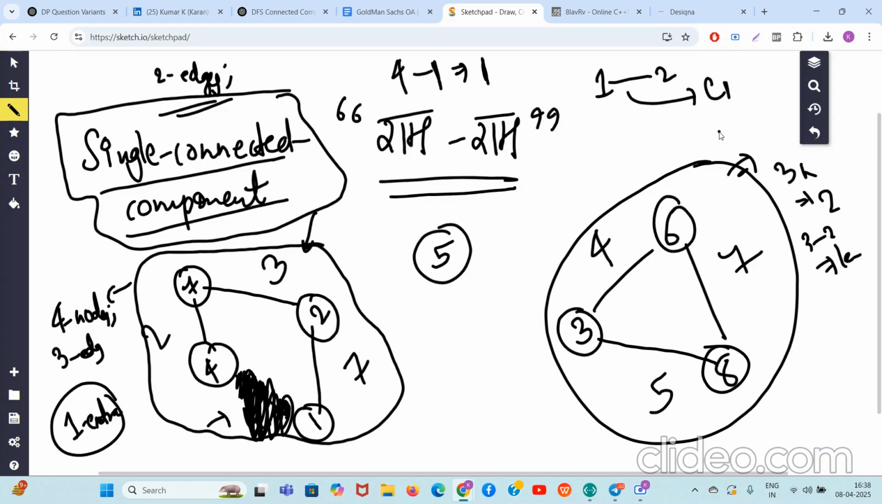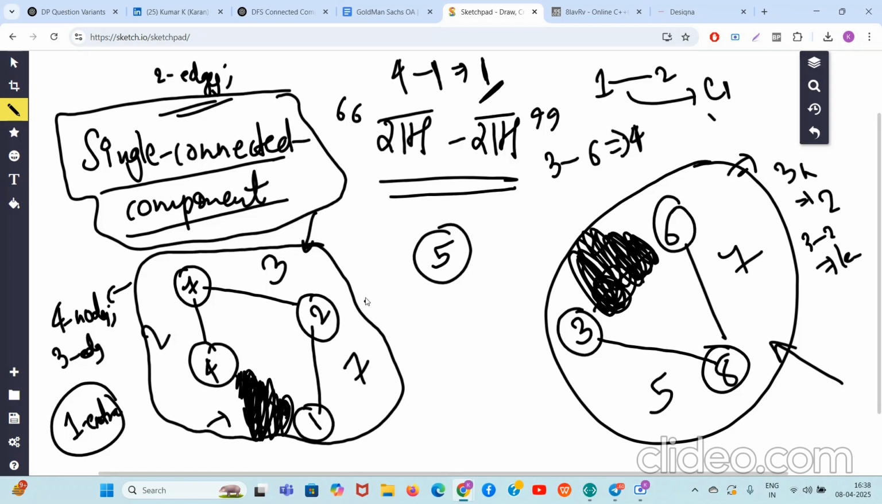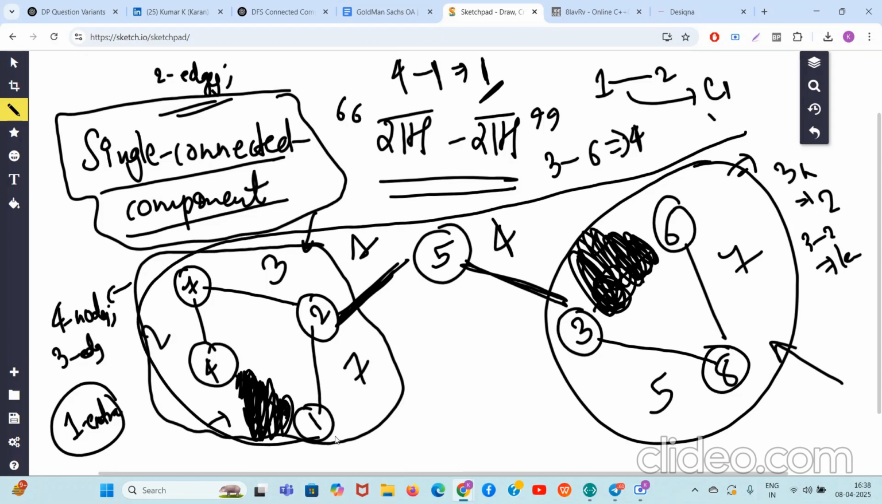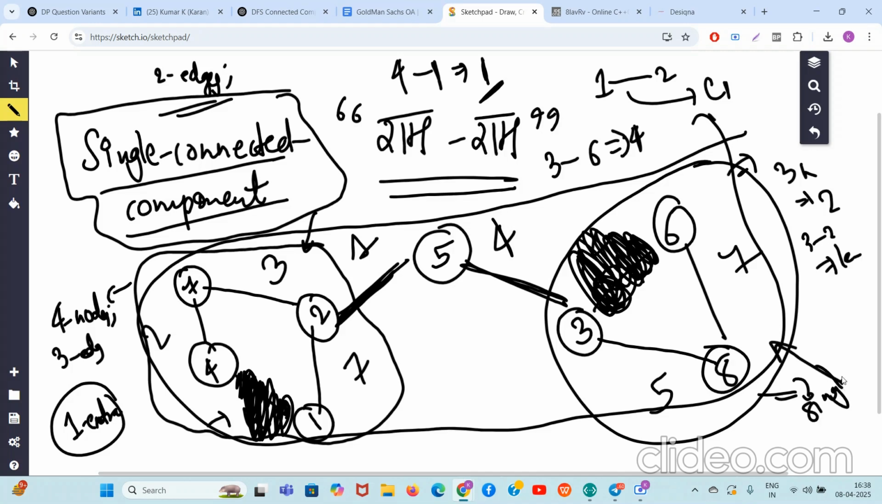Here, you will break the edge 3 to 6 with the cost 4 because it is the minimum cost. So break it up. Still it is a single connected component: 3 to 8, 8 to 6. Now this edge of value 1 I will connect it here, and this edge of value 4 I will connect here. Now this full thing has become a single connected component, a single connected graph.